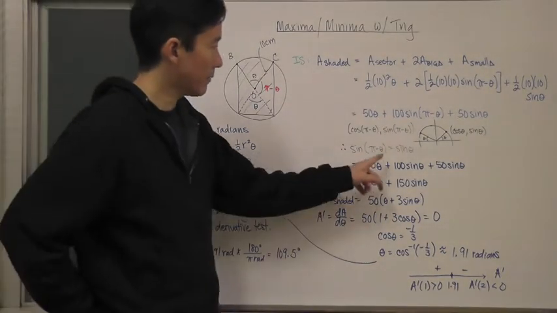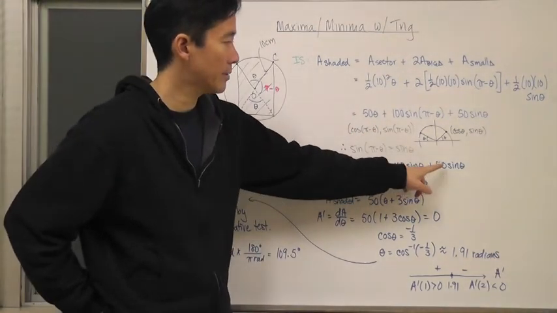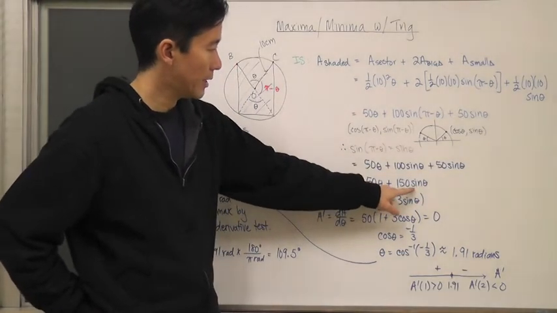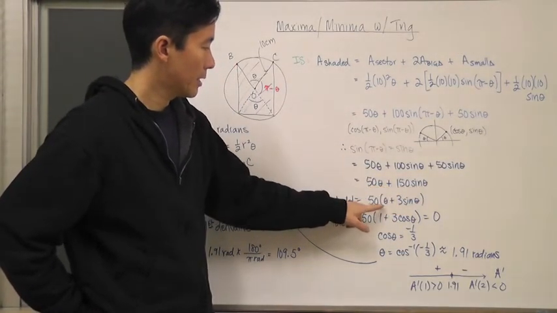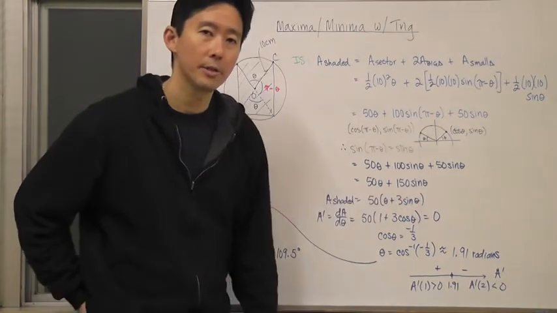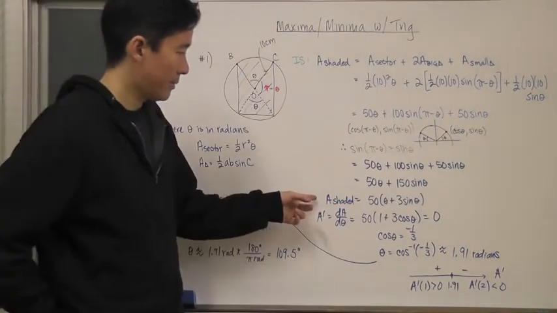So what that means then is that we can simplify this equation here to 50 theta plus 100 sine theta plus 50 sine theta. Now we can add these two here to 150 sine theta, and we can factor out a 50. So that means that we'll be left with 50 times the quantity of theta plus 3 sine theta, which is what the equation is in the book. Now, that is going to be the area of the shaded region.